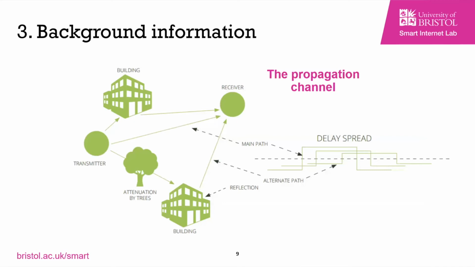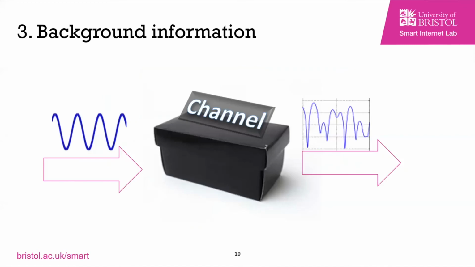I'd also like to talk about some basics of channels. Here we've got a transmitter on the left and a receiver on the right. As the signal travels through the physical medium, it gets attenuated, delayed, reflected, diffracted. Different copies arrive at the receiver. It is a complicated process, and it is easier to think of the channel as a black box.